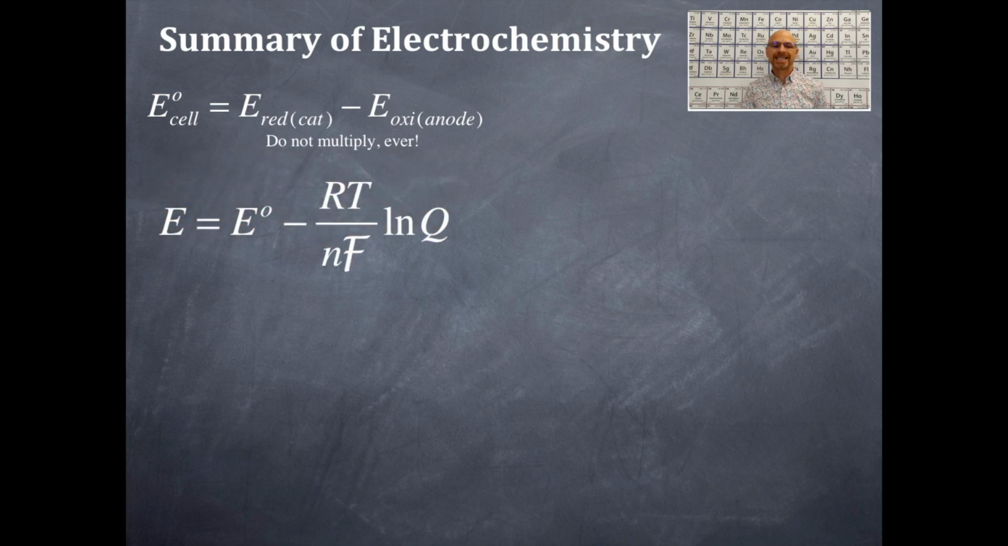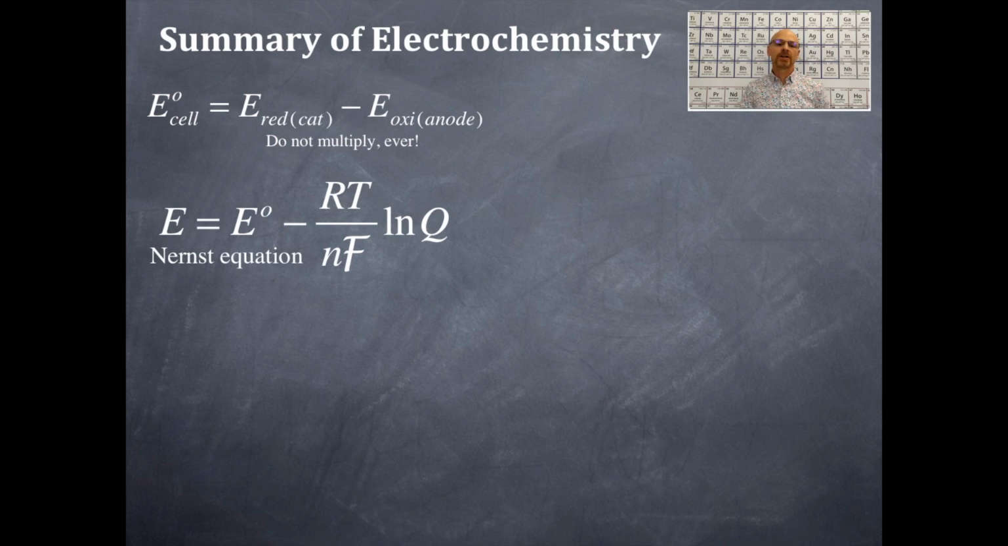E is equal to the E naught minus RT over NF times ln Q. And this is called the Nernst equation. So we're going to talk about what each of these individual components deal with. R, of course, is the gas constant. T is the temperature. N is the number of moles of electrons that are transferred. F is Faraday's constant. Ln is the natural log. Q is the reaction quotient.